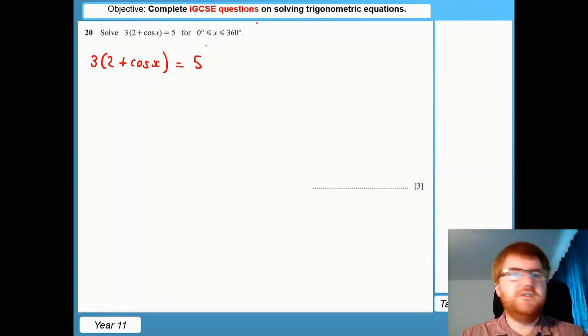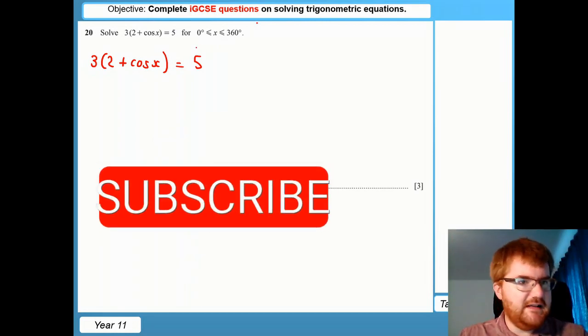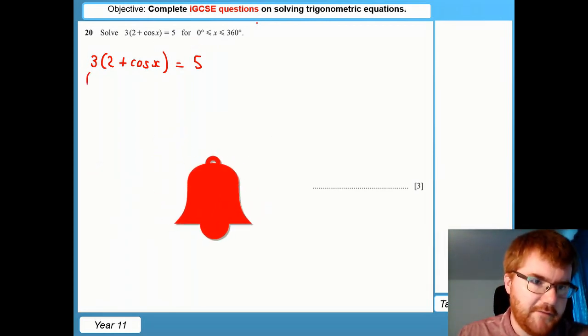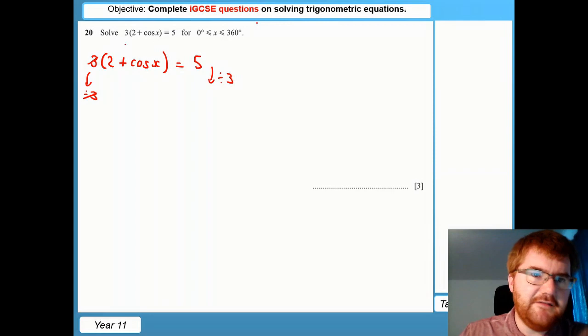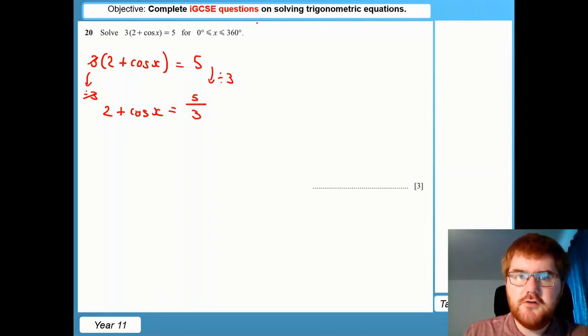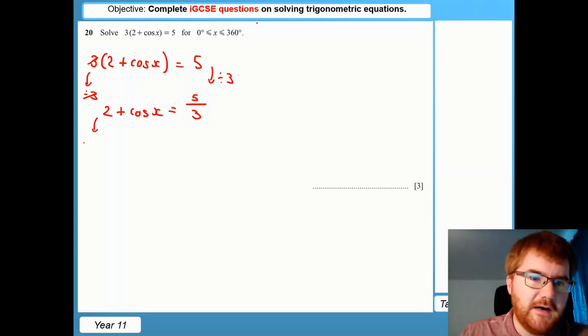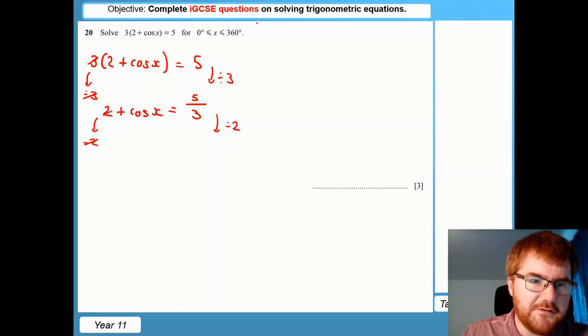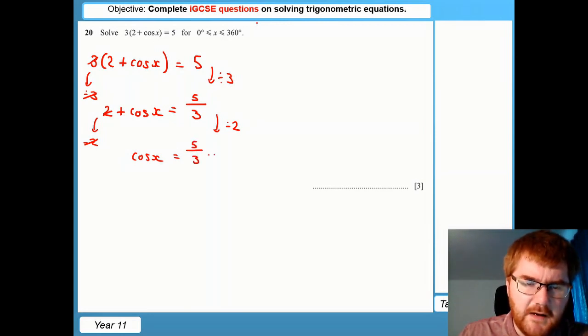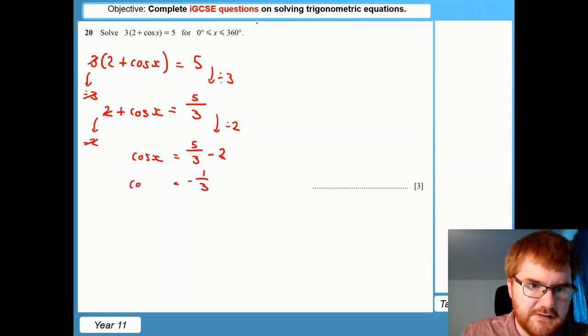First thing we do here is just get cos x on its own. The easiest way of doing this is actually to do the opposite of timesing by 3 first, which is dividing by 3 on both sides. This cancels, leaving us just with the bracket. So 2 plus cos x is equal to 5 over 3. And then we want the cos x on its own. So what's the opposite of plus 2? Well, we want to minus 2 on both. It's not dividing, minus 2 on both sides. This cancels, we get cos x is equal to 5 thirds minus 2, which we could actually simplify here to minus a third. Again, you can use your calculator at this point.